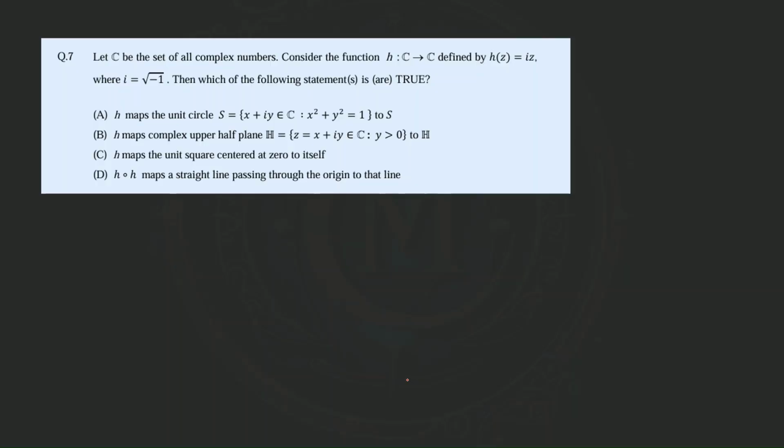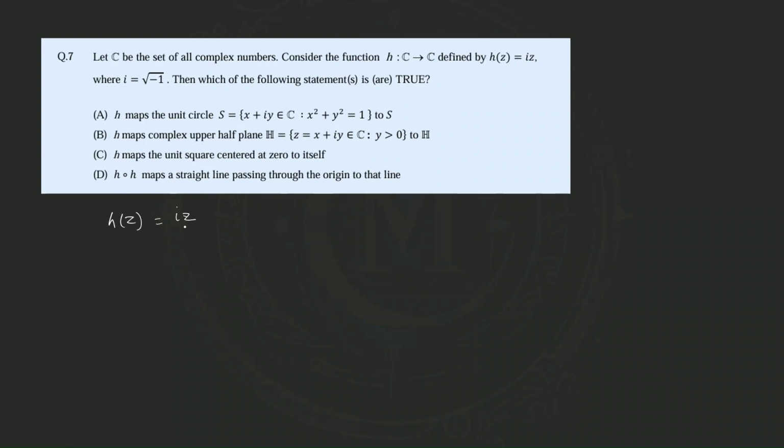The next question says: let C be the set of all complex numbers. Consider the function h defined from C to C by h(z) = iota times z, where iota equals root minus 1. Then which of the following statements is definitely true? So we have this function h(z) as iota times z.